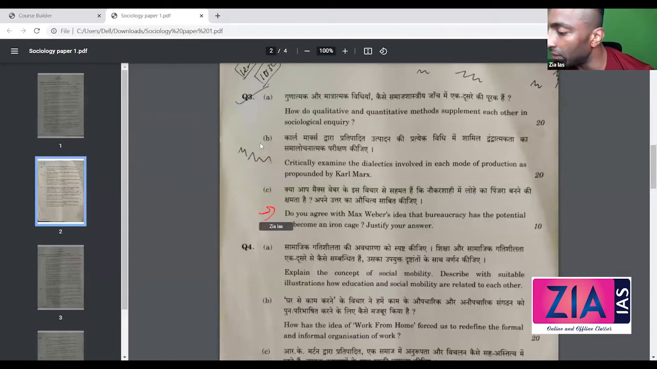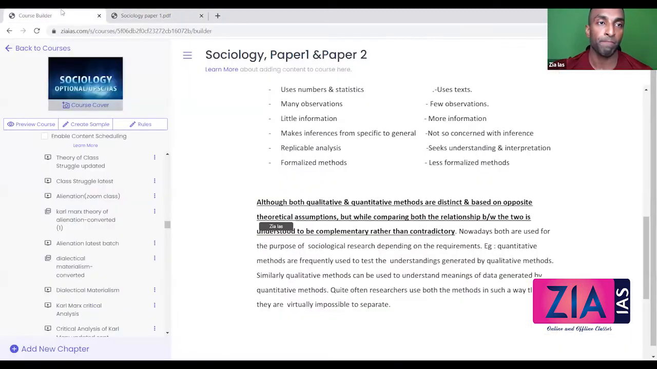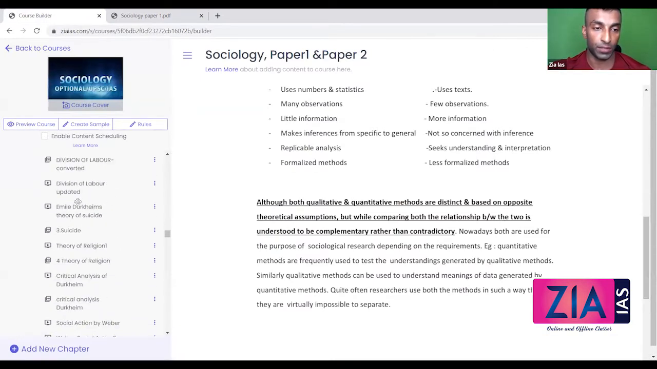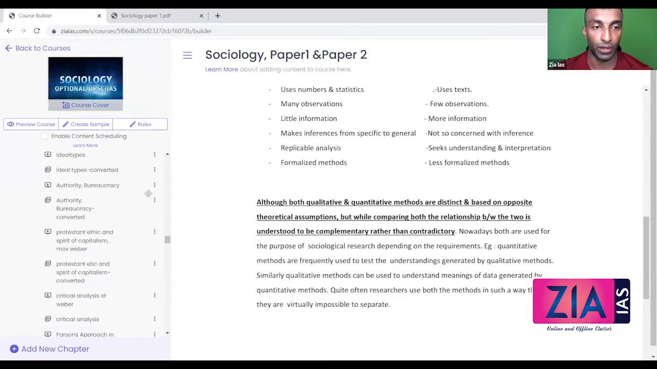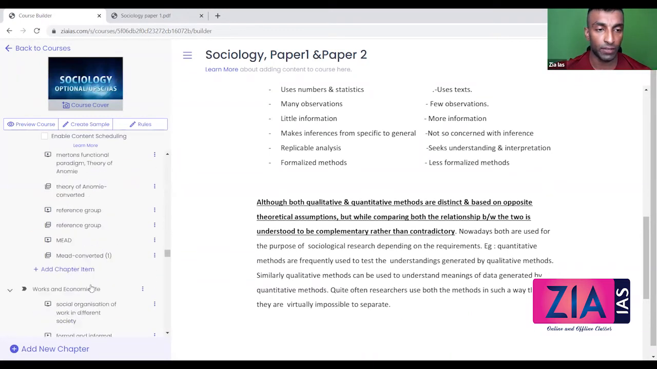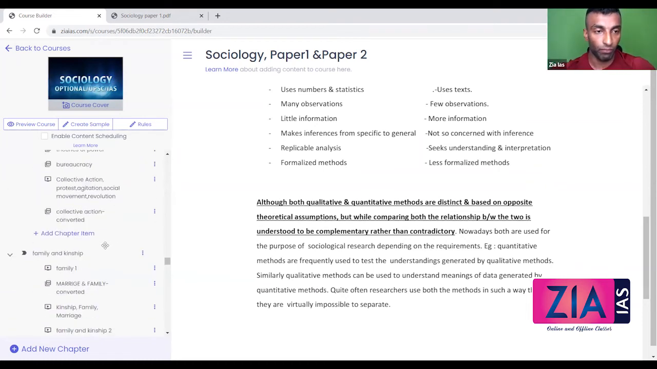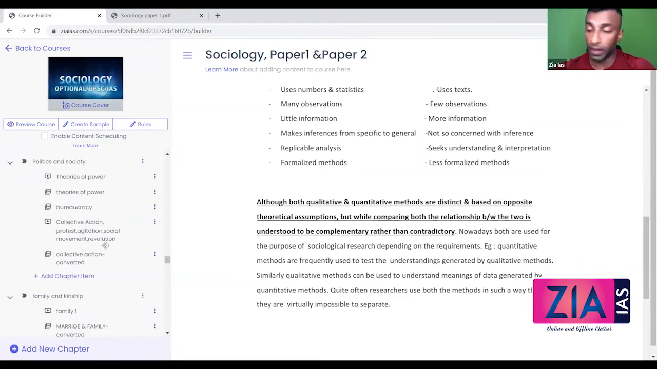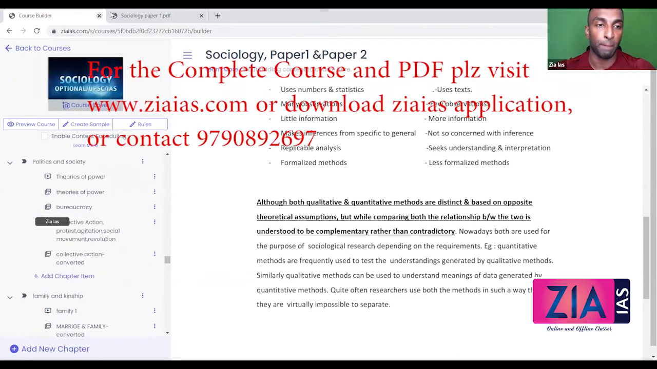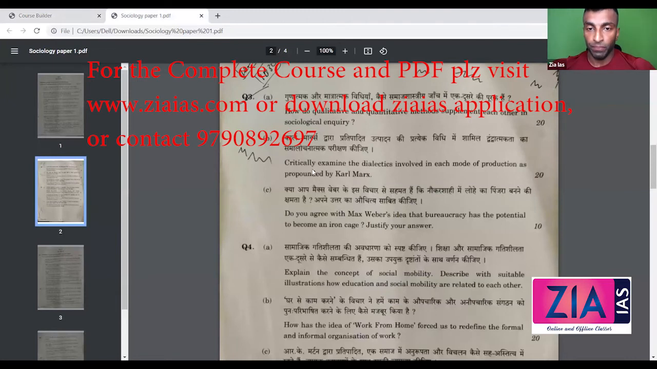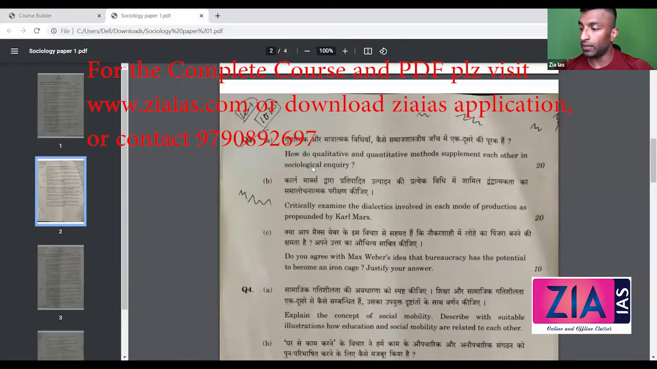Then Weber's idea of bureaucracy. Which chapter is it? Authority and bureaucracy. So here you will find that I've discussed authority and bureaucracy over here. I've also discussed bureaucracy in the chapter on politics and society. So I think you will find it in that chapter as well. Yeah, here also you will find the discussion on bureaucracy. Okay, so we are done with that question.